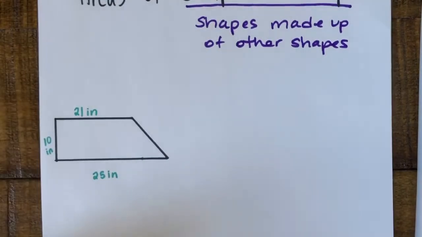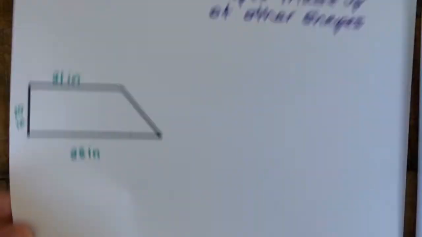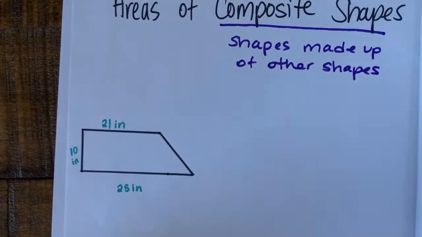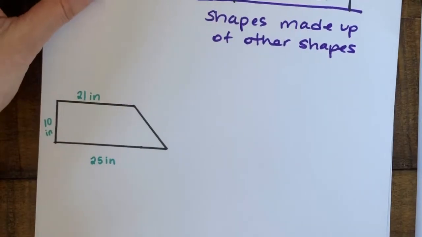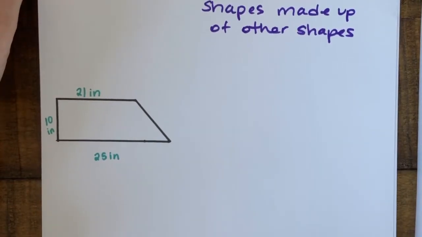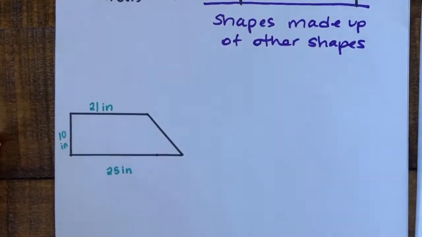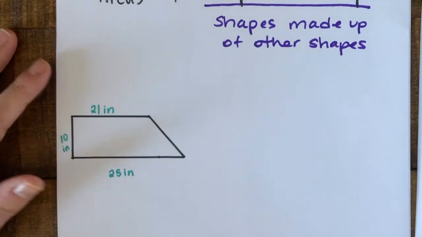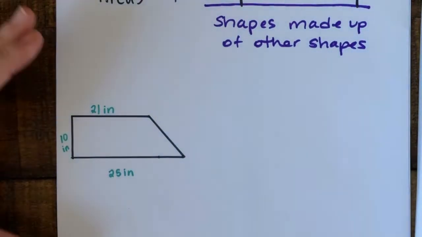We have this one. We have this one that's kind of like a little boat. We got this crazy weird shape. So what they are is just shapes that are made up of multiple other shapes. And our job for all of these shapes today is just going to be to find the area. So how much space is being taken up by this weird shape? So we'll work through a couple examples together.